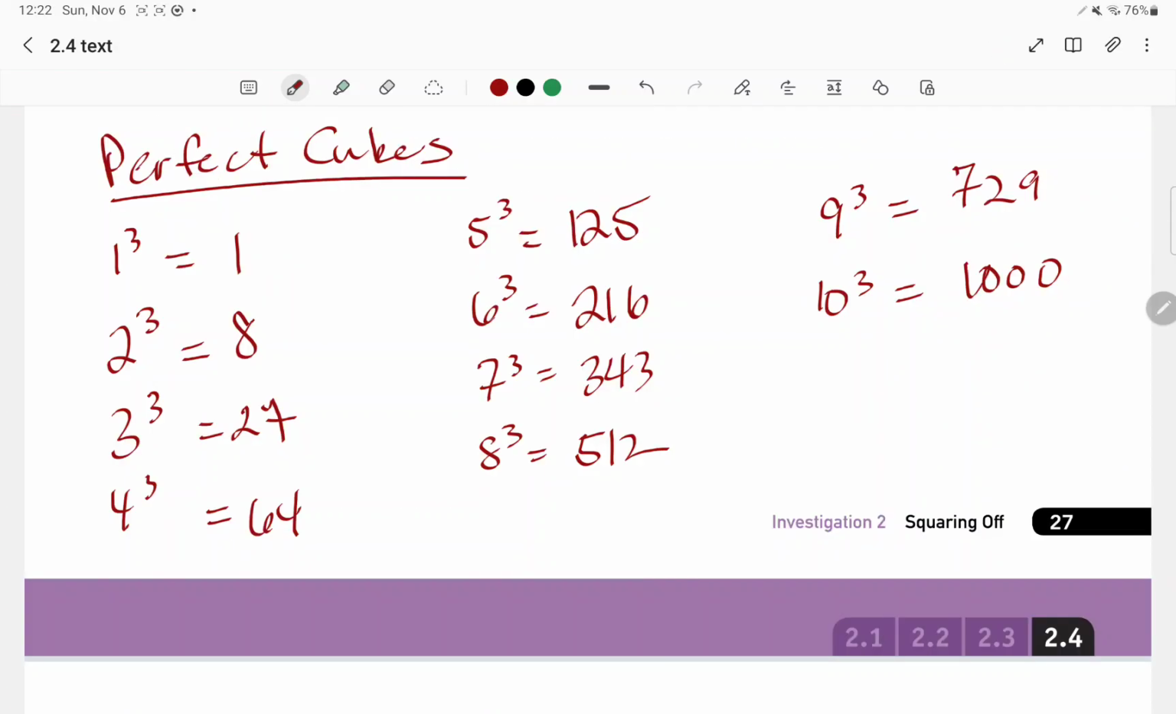So here are your first 10 perfect cubes. Be familiar with these values, because if it asks you for the cube root, for example, of 729, your answer is just 9. Because the cube root of 729 says what number times itself 3 times will give me 729? The answer is 9. Write these in your notes and be familiar with them.